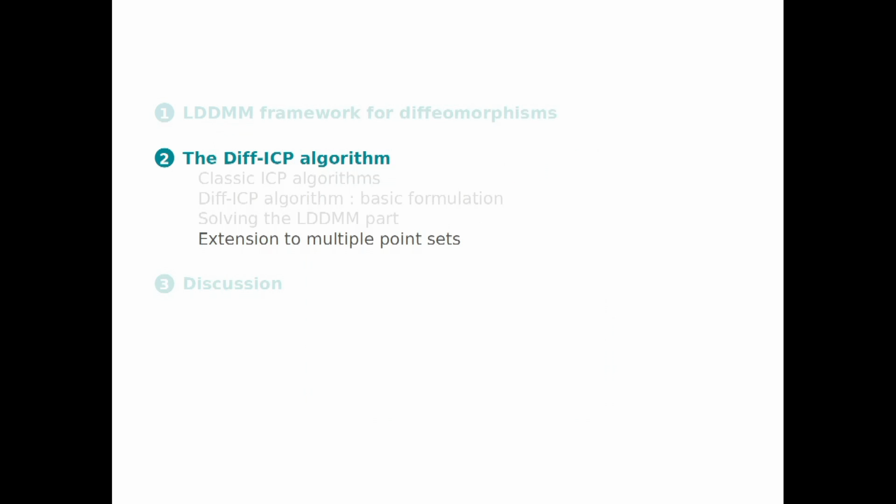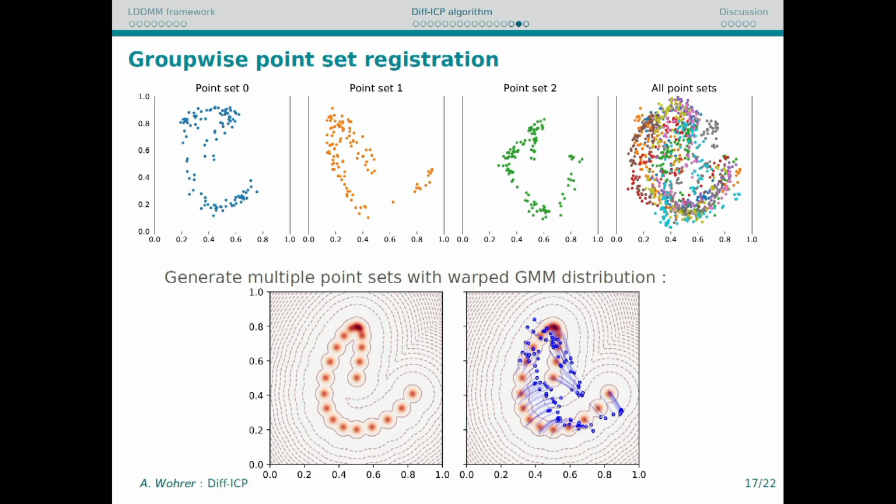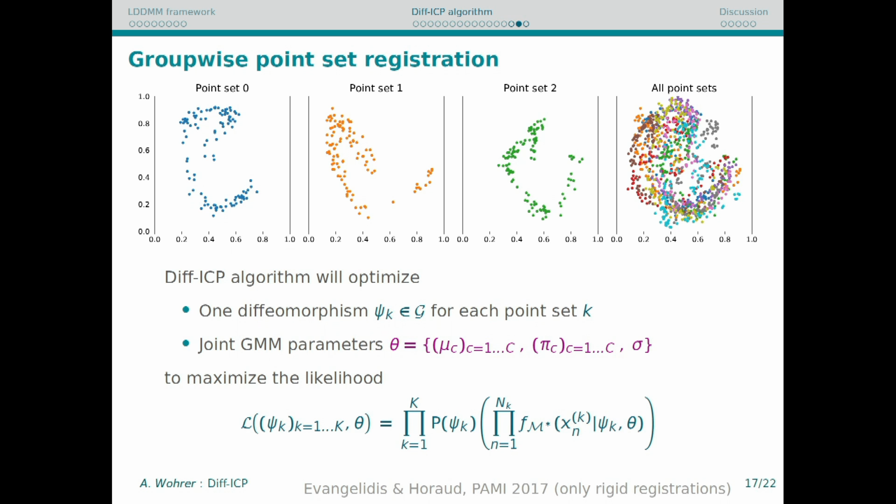The last thing I'm going to talk about is that you can extend this to multiple point sets, what's called group-wise point set registration in medical imaging. So you don't have one point set, you have a lot of them. They were all generated with the same GMM, but different diffeomorphisms. You have all of them, and then you forget about the generating model, and you ask, can I build diffeomorphisms and a common GMM model that will recover the common shape of all these things? It has to do with building a mean patient in medical imaging and that sort of thing. So I'm going to build a diffeomorphism for each point set and a joint GMM model, and I have to learn everything: the centroids, the weights, and the sigma.